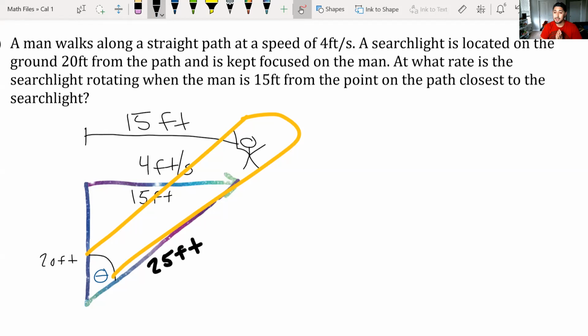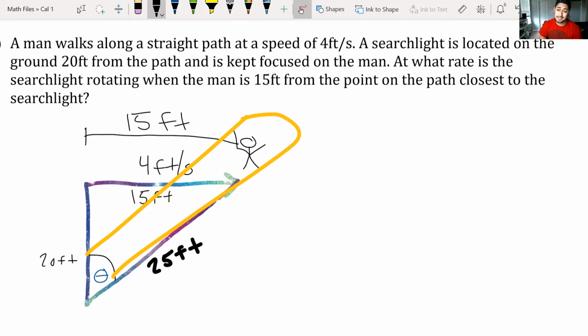So right now we know that the distance from the spotlight to the guy is 25 feet. And he stopped there doing something. Who knows? Okay. So what we really want to know is at what rate our angle is changing as this searchlight is rotating. So with that being said, if we're looking at an angle, we need a trig function that could represent the rotation.